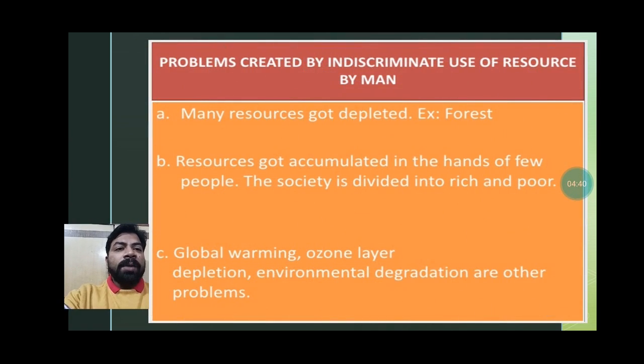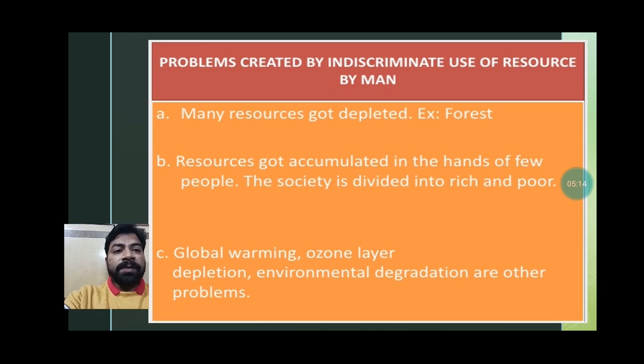You can see the problems created by the indiscriminate use of resources by man are: many resources got depleted, like forest. Example is forest. If humans do not use resources judiciously, what type of problem can we face? So many types of problems. First, resources get depleted, like forest, deforestation is going on. Resources got accumulated in the hands of few people. The society is divided into rich and poor.